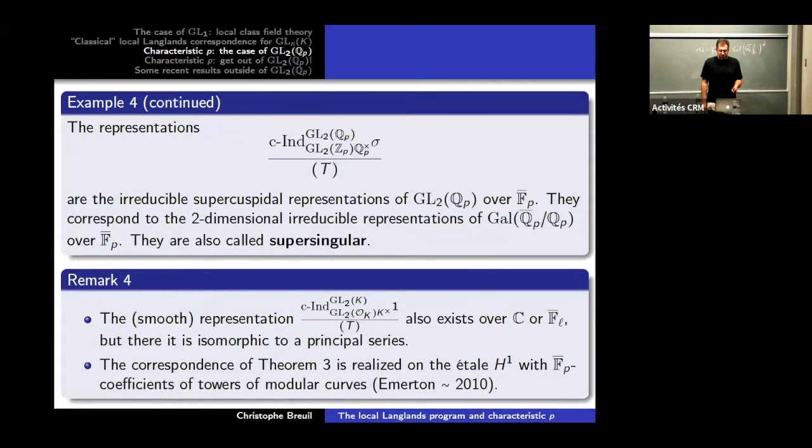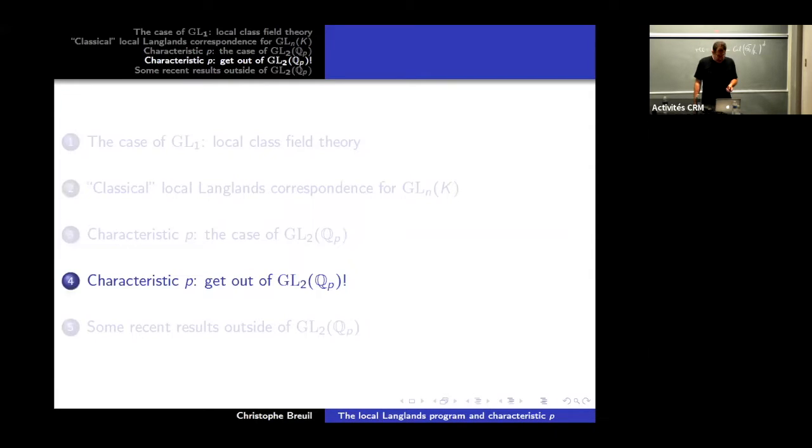And the correspondence of the previous theorem is actually realized on the étale H1 with F_p-bar coefficients, and this is an important theorem of Emerton, around 2010. So again, these two principal series that you saw naturally occur in cohomology, including the supersingular representation when on the Galois side it's irreducible, and so on. Everything matched the cohomology. Okay, so that was GL2(Qp).